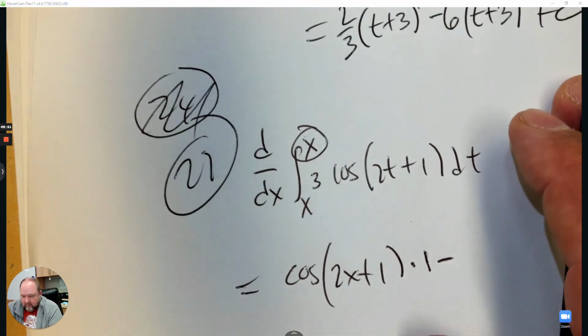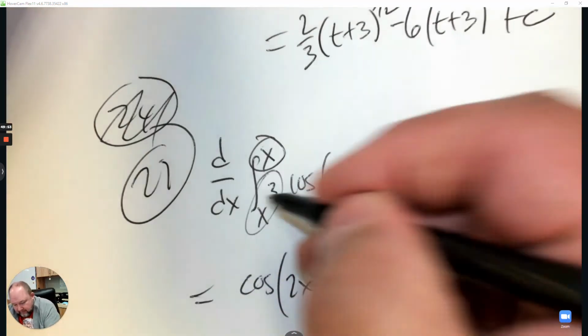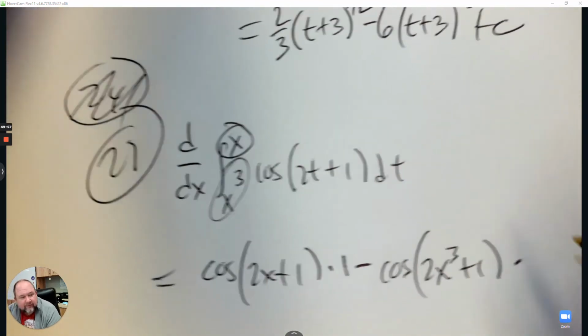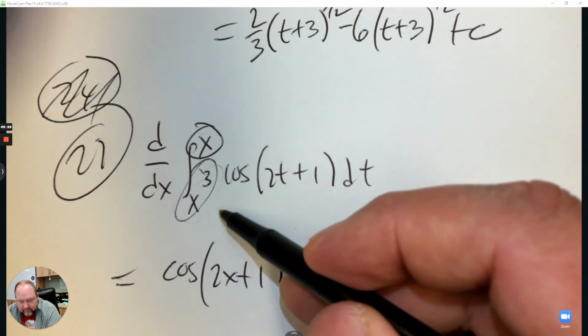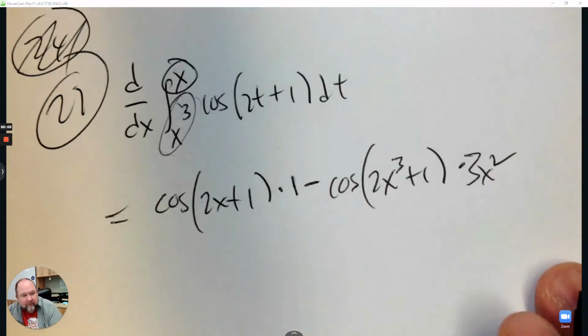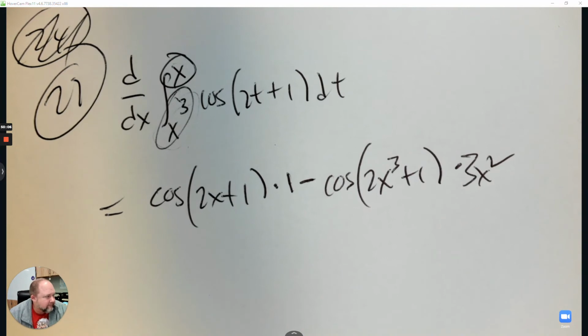Subtract. Plug in the lower bound. This one does have a hook from the limit, from the bound. So the derivative of x cubed gives you a hook, 3x squared. That's the fundamental theorem of calculus.